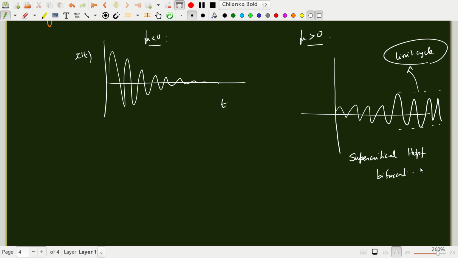Okay, now if you look at the Hopf bifurcation, initially you have a stable fixed point. Before the bifurcation has happened, you have a stable fixed point. So it's like a stable spiral. It's going to appear like this. Now this is before the bifurcation.